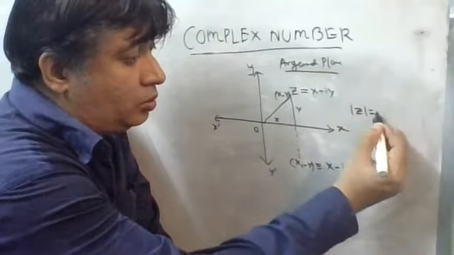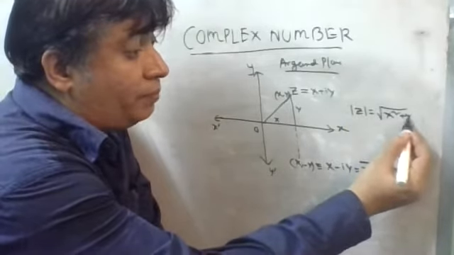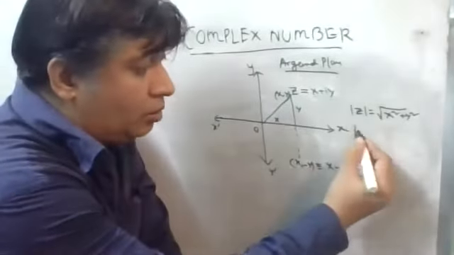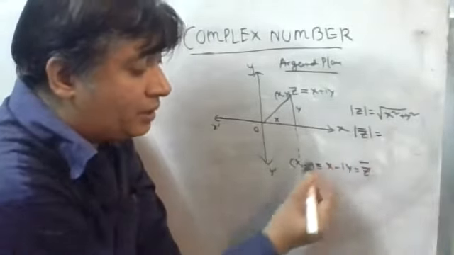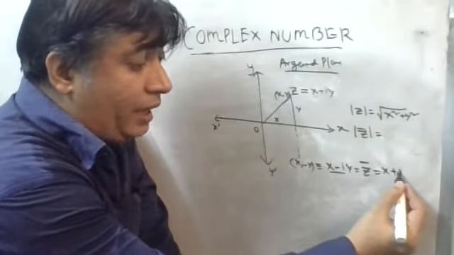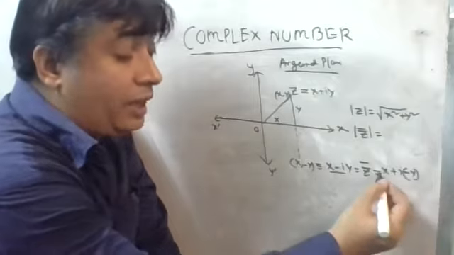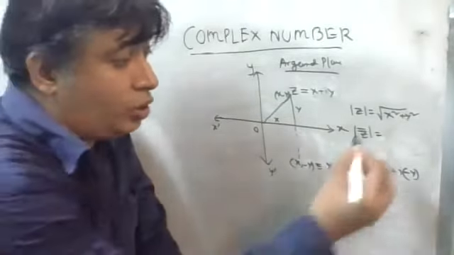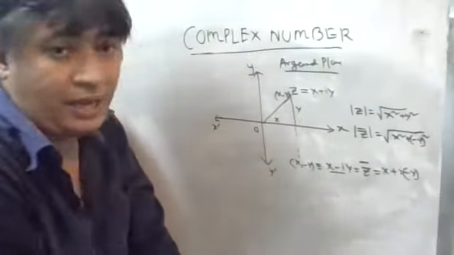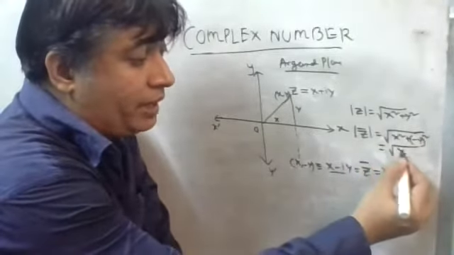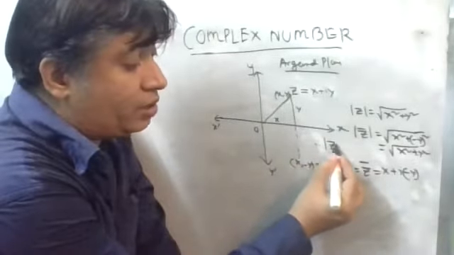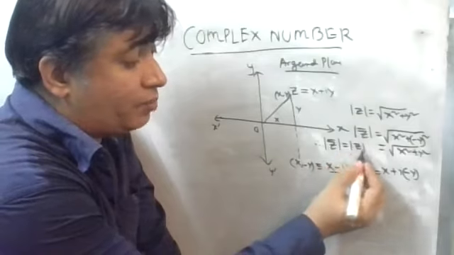Mod z is equal to root over of x square plus y square. So what is mod z bar? Mod z bar is what? This x minus iy also can be expressed in the standard form x into minus... x plus i into minus y. So x square plus minus y whole square, and this minus will be absorbed. You will get back the same value which mod z had. So one conclusion I can draw, that mod z bar is nothing but mod z.